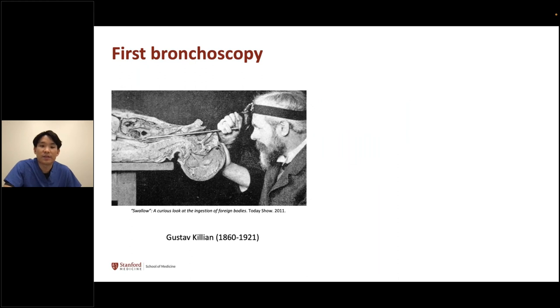When we talk bronchoscopy, a lot of the talks open up talking about the very first bronchoscopy that was performed. This is a picture of Gustav Killian, who's considered the father of bronchoscopy, using the esophagus scope back then, demonstrating here on a cadaver what he did, mostly at first foreign body extraction through the esophagus and trachea. So this was considered the first time, not this picture exactly, but he was the first one that this was done, the first bronchoscopy performed.